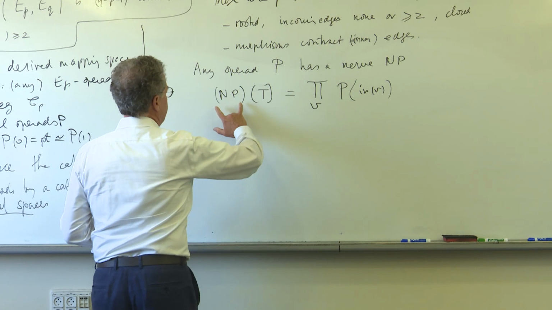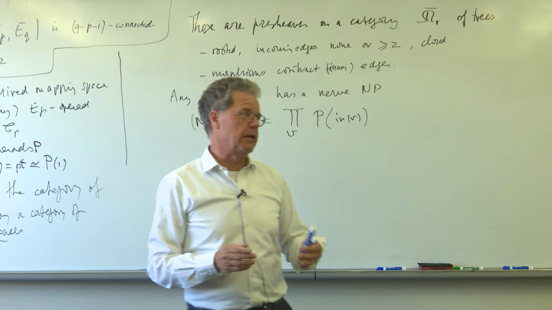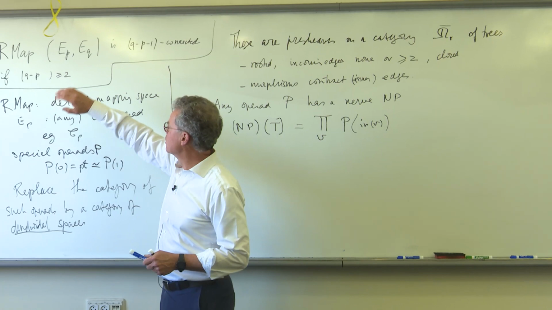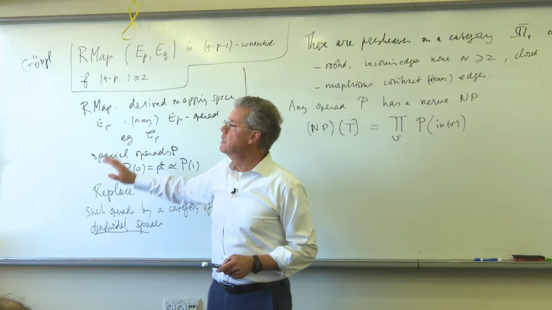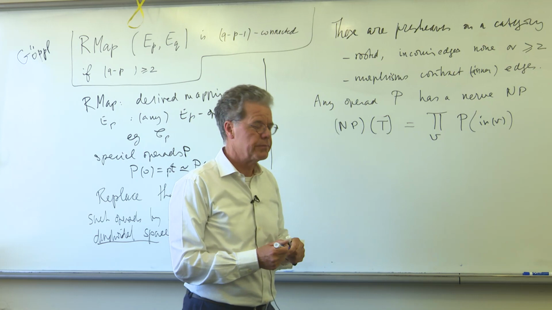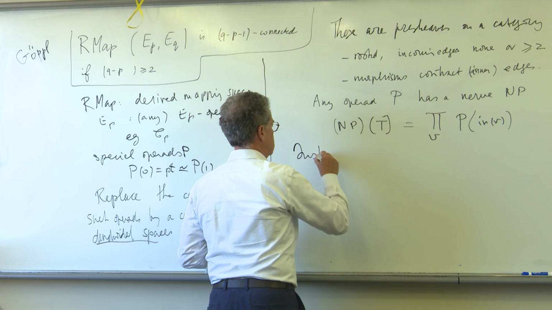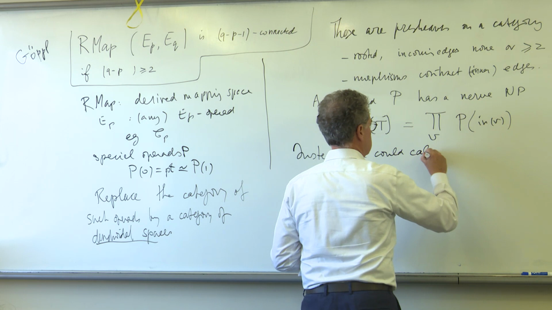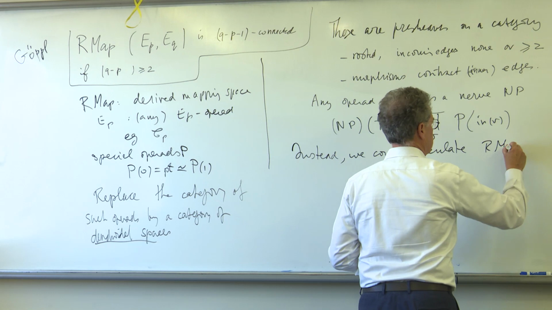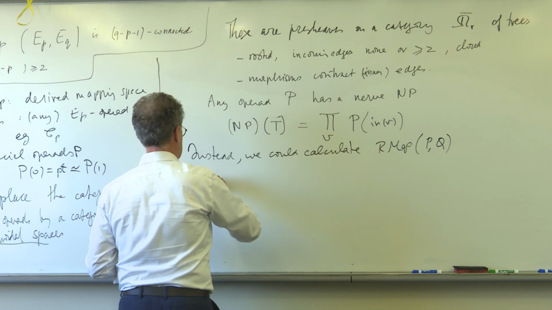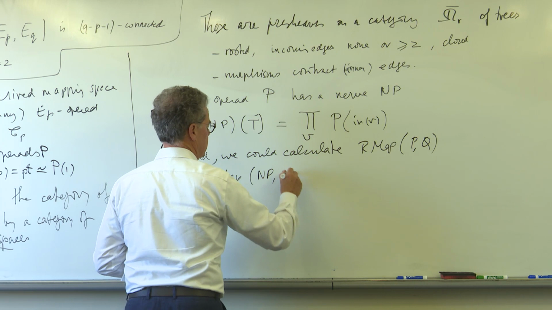So there's a theorem, namely that the category of such pre-sheaves has a nice model structure, and this model structure is equivalent to the model structure on operads. So I could calculate this derived mapping space also in this category. Instead, we could calculate R-map of P, Q as R-map of NP, NQ.